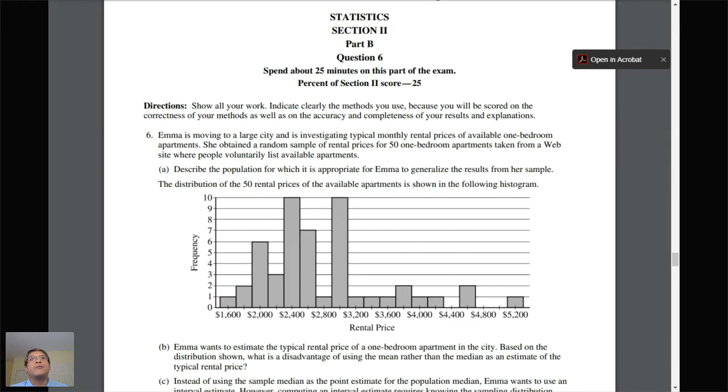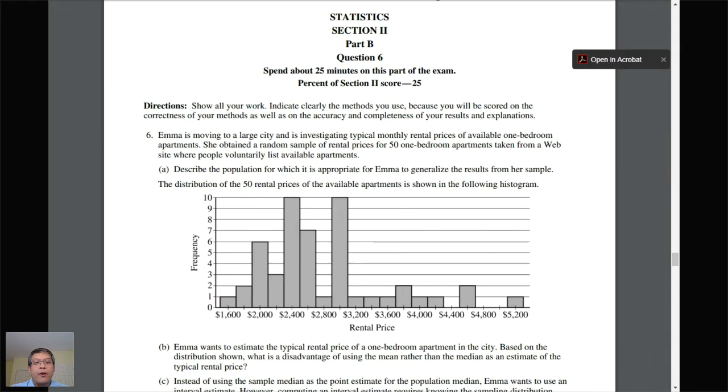So Emma did a random sample, yes, but she did a random sample out of just the things that were on this website. It's important to think about the practice, like imagine Emma doing this, and also look at what we hope to do. The population of interest might be one-bedroom apartments in the whole city, but that's not where we sampled from. We just sampled them out of this website where people voluntarily listed their apartments.